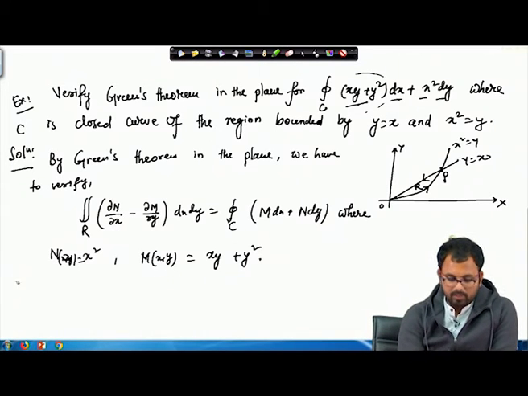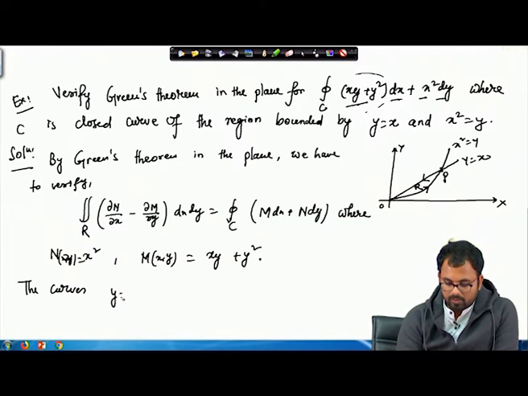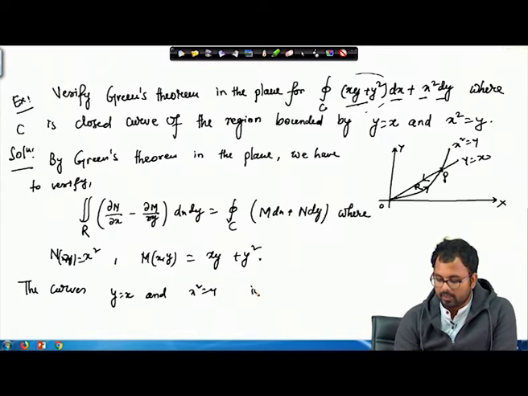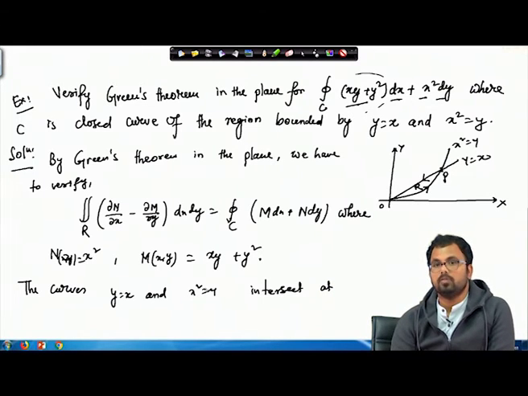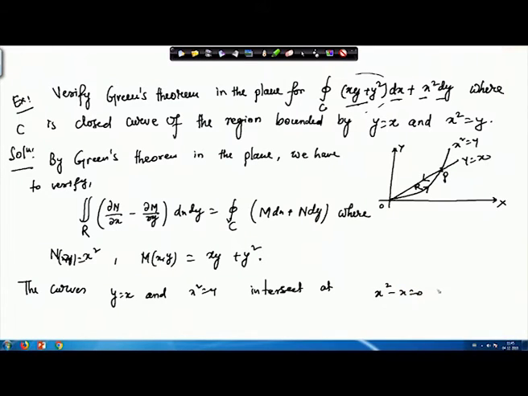Now, the curves y equals to x and x square equals to y intersect at. So, we can solve these two equations to obtain the point of intersection. So, if you solve them, then basically what we have to do is substitute x square equals y equals x. So, the two possible points are 0 and 1, and so y is also 0 and 1, therefore, they intersect at 0 0 and 1 1.